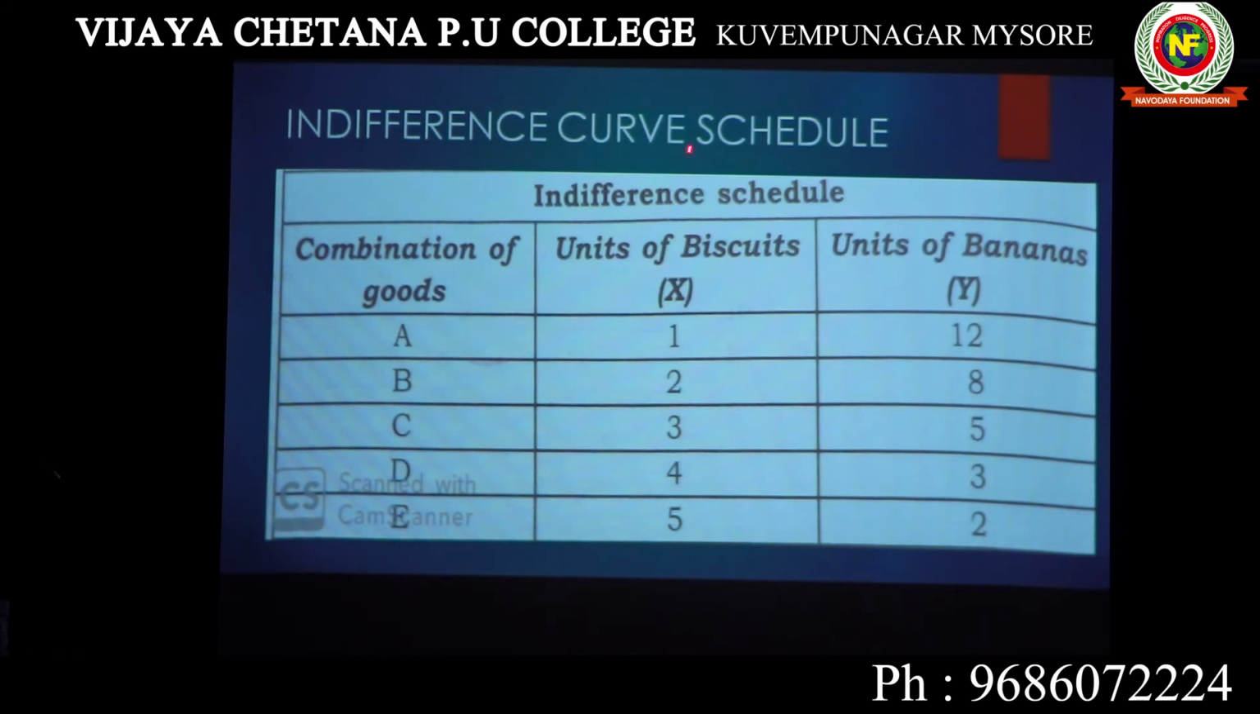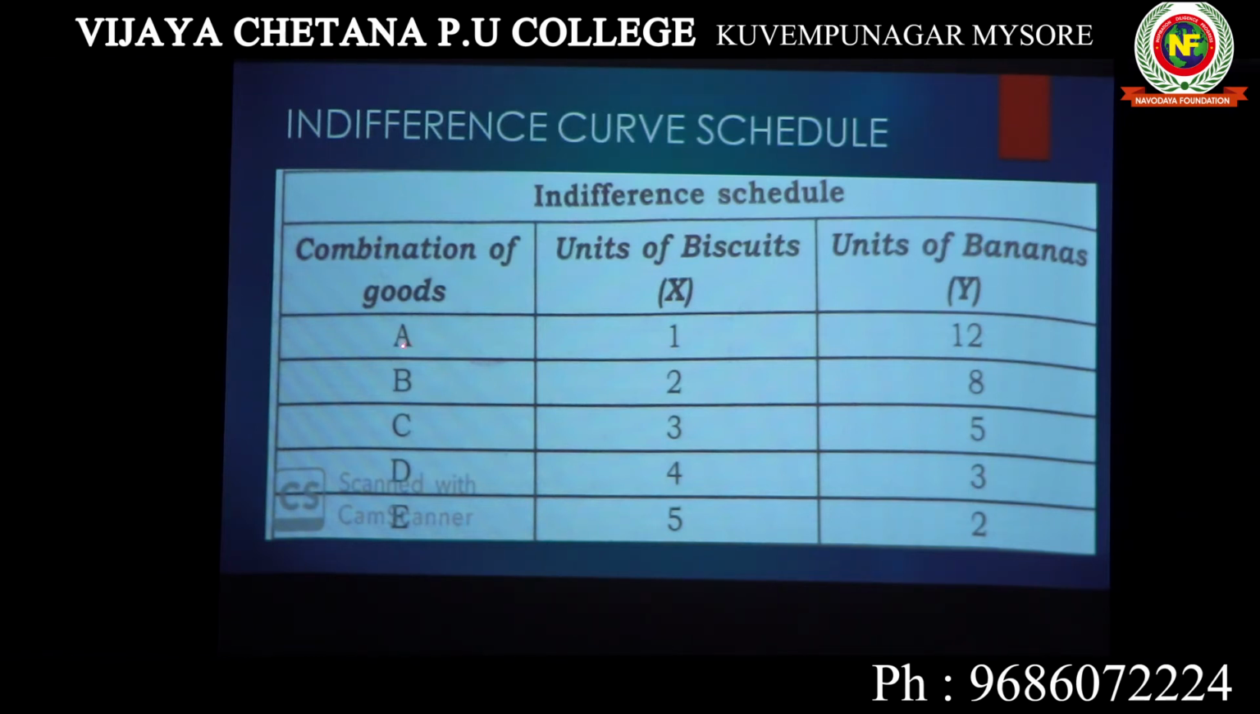Indifference curve schedule. Schedule means table. Indifference curve means a combination of two goods. In all the combinations, the consumer will be attaining maximum satisfaction. Whatever the combination. See here, units of biscuit and banana. Biscuit 1, 2, 3, 4, 5. Bananas 12, 8, 5, 3, 2. So various combinations: 1 biscuit, 12 bananas; 2 biscuits, 8 bananas; 3 biscuits, 5 bananas; 4 biscuits, 3 bananas. So here, various different combinations are there.